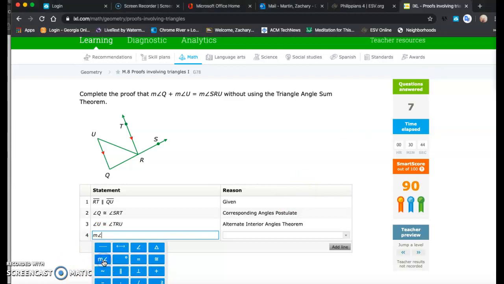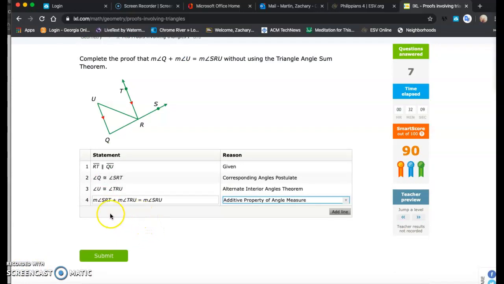I'm just going to click one. Measure of angle Q plus. I'm going to pause. Slow down there for just a second. Don't jump the gun. Don't put angle Q there yet. I put the measure of angle SRT plus the measure of angle TRU equals the measure of SRU. We need to state that first, and then we're going to use substitution to prove this statement here that we're trying to prove. So we should be able to do this in 5 lines.